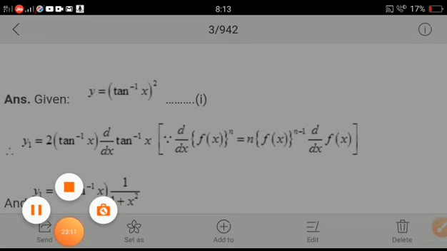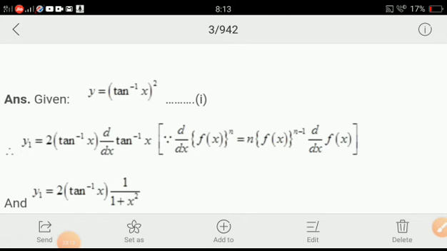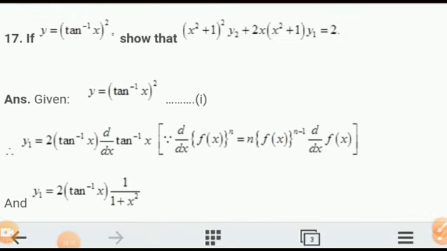So the next one again, if y is equal to tan inverse x bracket square, then show that x square plus 1 the whole square into y2 plus 2x into x square plus 1 into y1 is equal to 2.